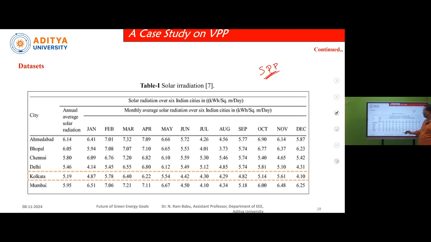So here we have taken the irradiation, calculated irradiation from January to December. That means in a year we have calculated the average solar radiation at various places: Ahmedabad, Bhopal, Chennai, Delhi, Calcutta, and Mumbai. The work is carried out in the Calcutta part, because the wind farm work is also on Calcutta Salt Lake, so this is the average solar irradiation for the year.